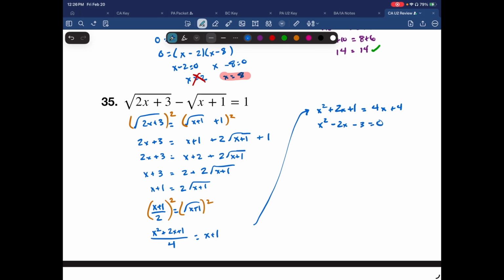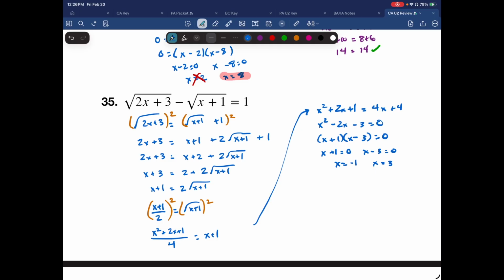Factor. The second sign is negative, so I got one of each sign. So that's going to be plus 1, minus 3. Factors of 3 are 1 and 3. The bigger factor, 3, gets the sign of the middle term, so it's going to be minus 3. And so x plus 1 equals 0, x minus 3 equals 0, x equals negative 1, x equals 3.